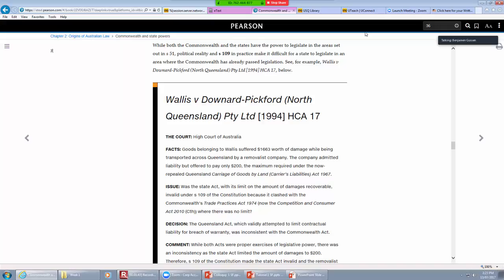Okay? That's Section 109. In this case, it was about limiting compensation. So this was basically goods belonging to Wallace, and they were damaged to the amount of $1663. The company admitted liability. Yes, we're liable for these damages, but they cited a state act that put a cap on the amount that they would be required to pay in these damages. So they said, we can't pay $1663, we can pay you only up to $200.